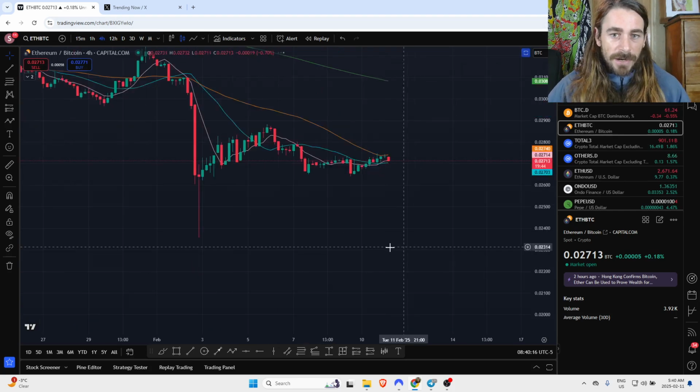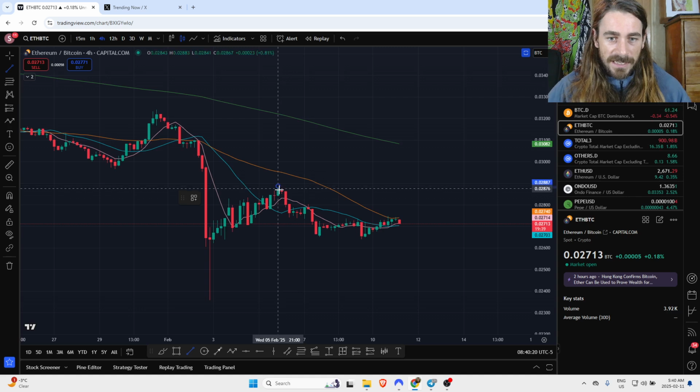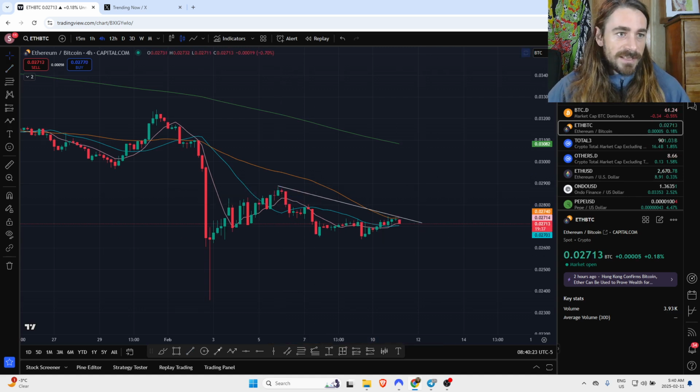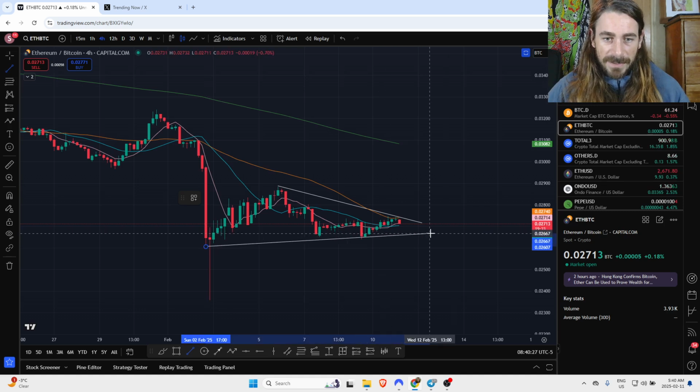Flip over to our 4-hour here again. This is that bear flag structure. You see here, we're just stuck in this wedge. Nothing too crazy happening here.